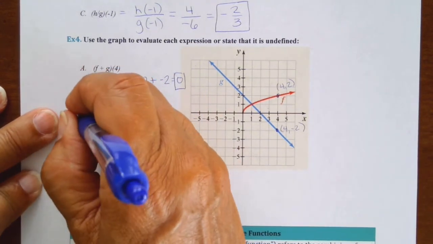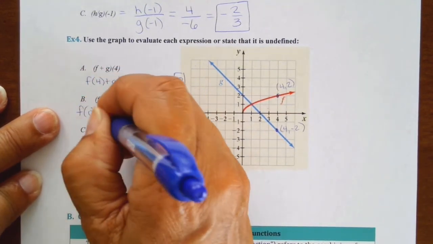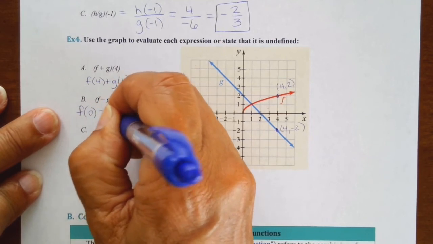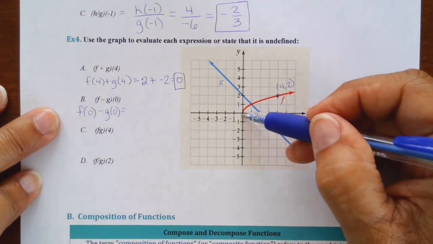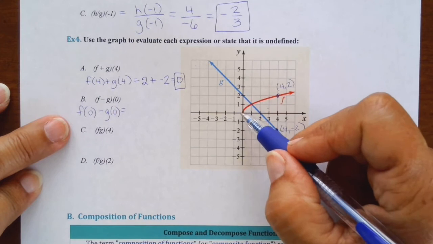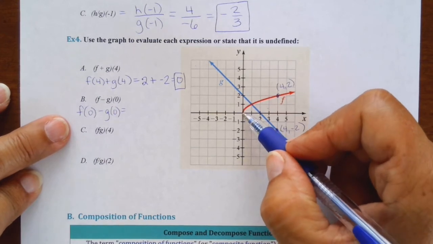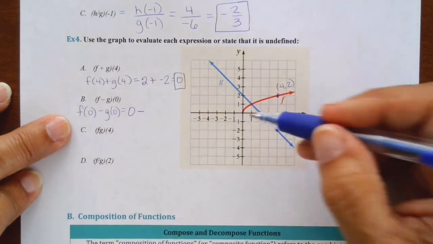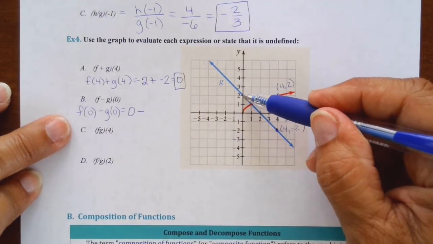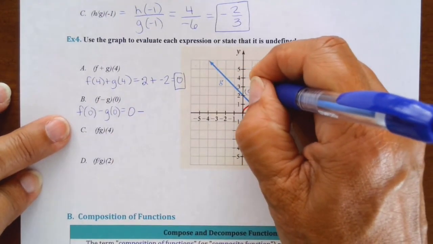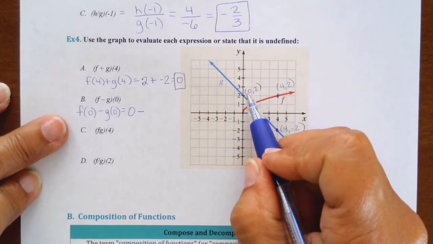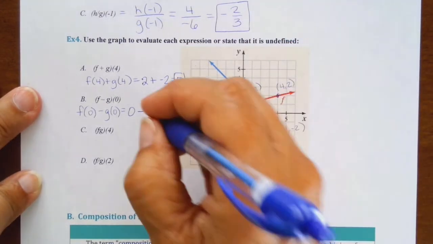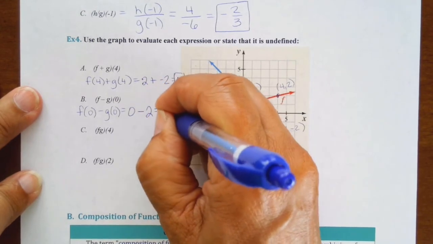Okay. All right, for part B, f of 0 minus g of 0. All right, so we're going to go to 0 on f, which is right here. That's the ordered pair 0, 0. So that's 0 minus g of 0. That ordered pair is 0, 2. So again, when x is 0, y is 2. And 0 minus 2 is negative 2.